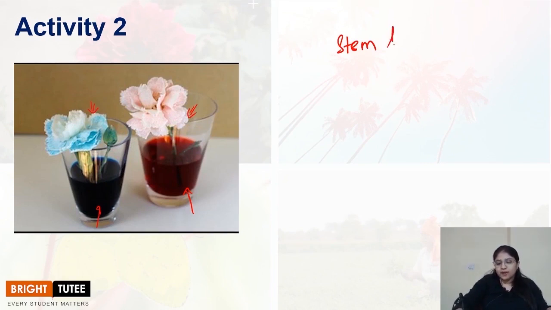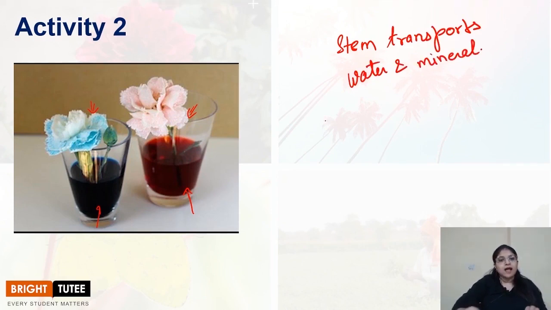So what it does is stem transports substances, right? So what are these substances? These are water and minerals, right? And where does it come from? As you can see, the movement is from downwards towards upward, right? So it goes from the down side, that is the part which we have cut, from that area it goes up.